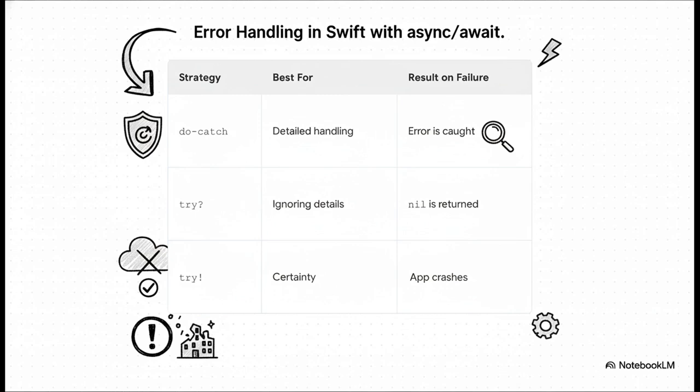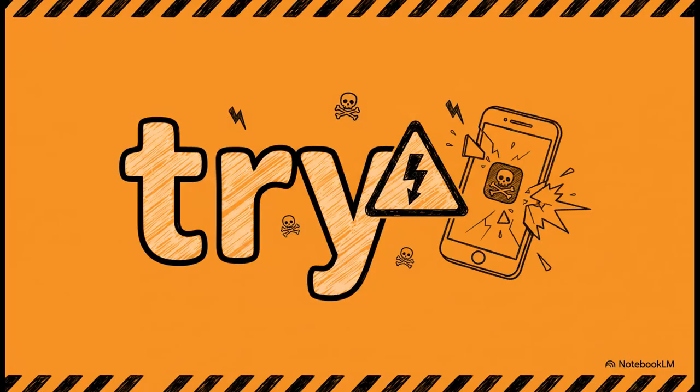Then there's try?. This is for when you honestly don't care why something failed, you just care that it failed. It just hands you back a nil. Super simple. And then there's try!. Listen, I really can't stress this enough. Using try! is like hitting the big red button. It's the nuclear option. You are making a promise to the compiler that you are 100% certain this will never fail. And if you're wrong, your app crashes instantly, no second chances. So unless you have an absolutely ironclad, can't-possibly-fail guarantee, just stick to the other two, please.